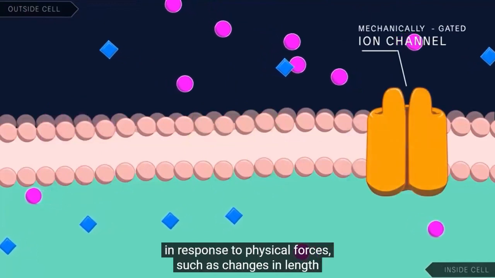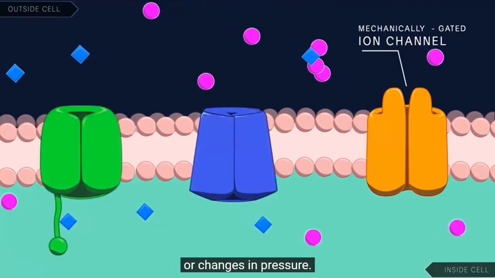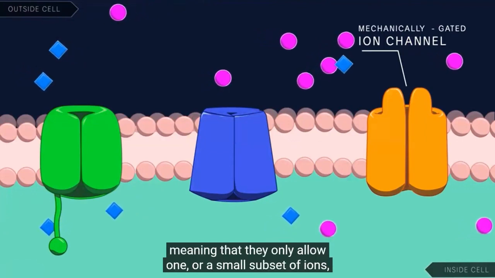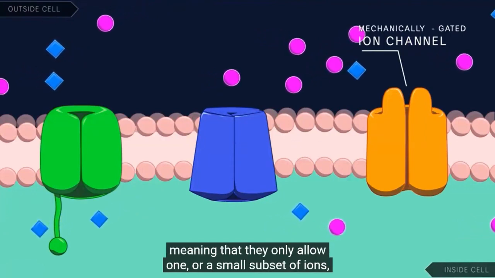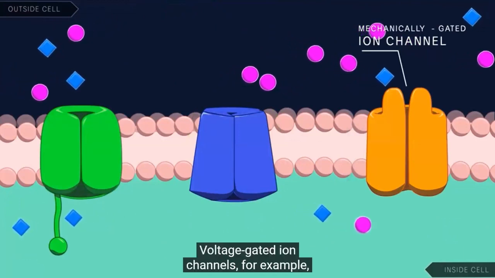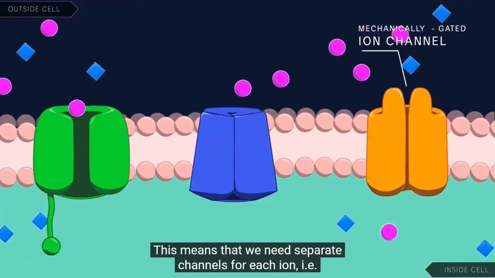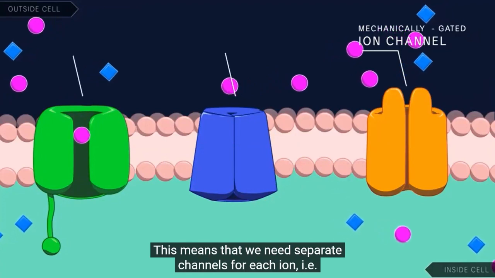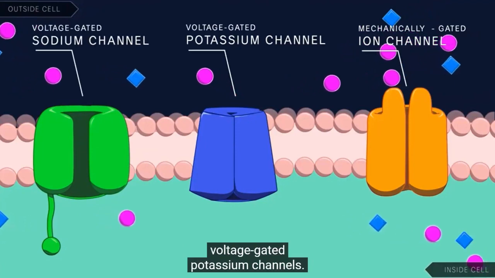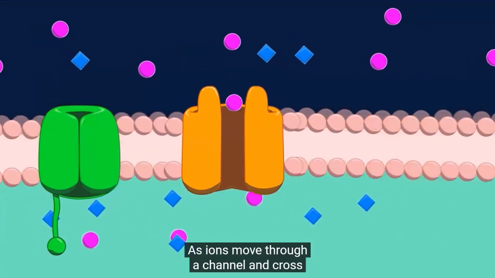Most ion channels are selectively permeable, meaning that they only allow one or a small subset of ions to pass through. Voltage-gated ion channels, for example, typically only allow a single ion to cross the membrane when they open. This means that we need separate channels for each ion, i.e., voltage-gated sodium channels, as well as voltage-gated potassium channels. As ions move through a channel and cross from one side of the cell membrane to the other, they cause the membrane potential of the cell to move away from its resting potential.